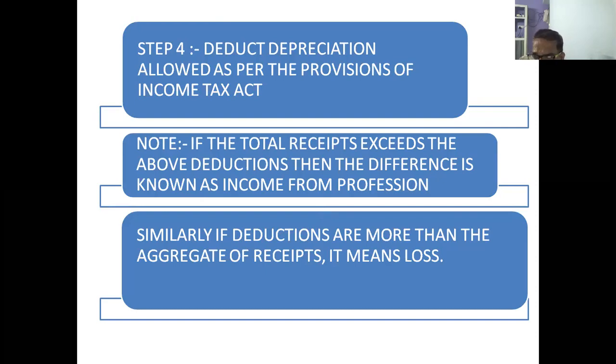If the total receipts are more than the total deductions, this is known as income from profession, or the reverse case will be the loss from profession. Similarly, if deductions are more than the receipts, then it means loss. So we discussed today how to compute income or loss from business, and second, how to compute income or loss from profession.